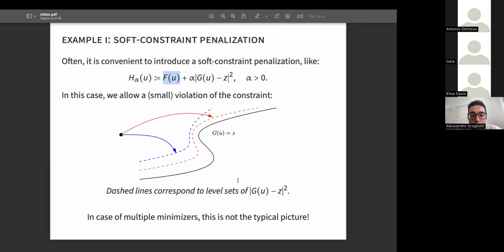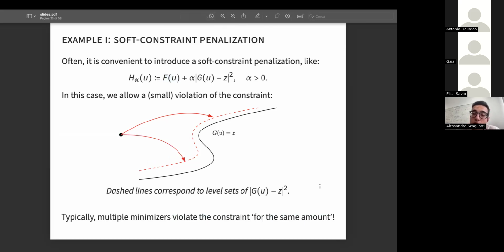So indeed, in the case of multiple minimizers, the trade-off invariance principle is claiming that this is not the typical picture that we should have in mind. Indeed, what is actually happening is something like that. If we have multiple solutions, then, for typical values of alpha, of course, they will violate the soft constraint by the same amount. So in this case, the two trajectories will arrive on the same level set of the function responsible for penalizing the constraint.